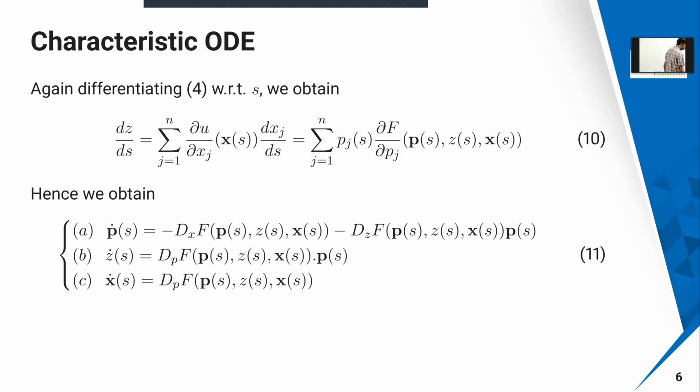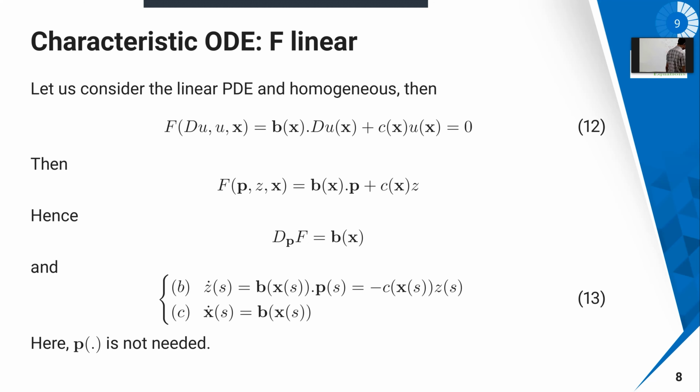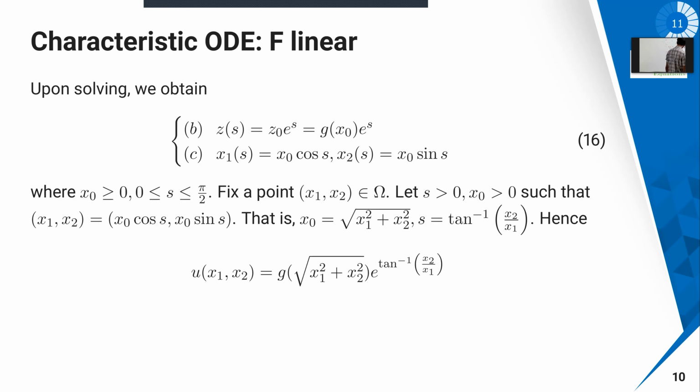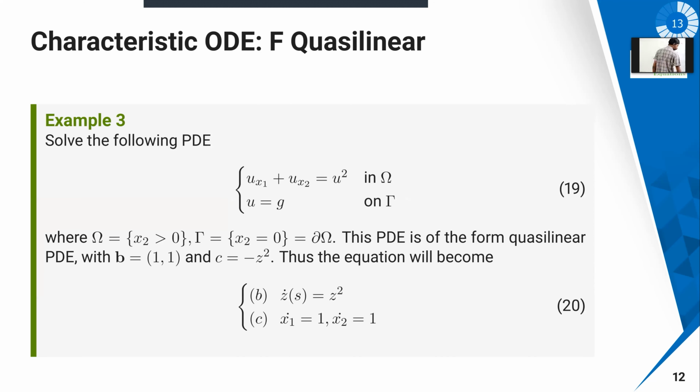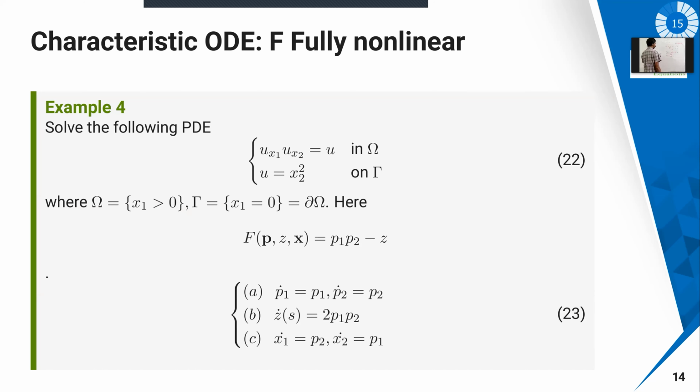So let us calculate this one for this problem. We have to identify what is my f here. So f of p, q, z is going to be pq minus z, where p is nothing but u_x and q is nothing but u_y and z is u.